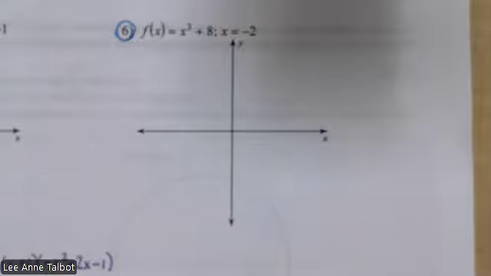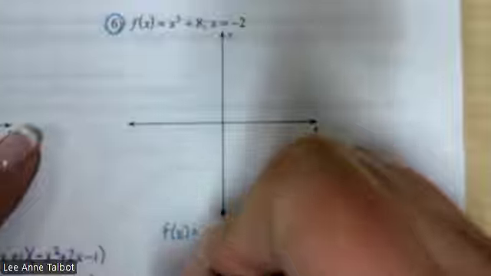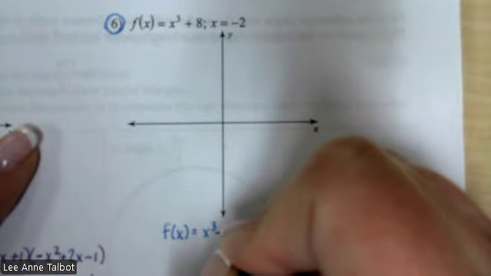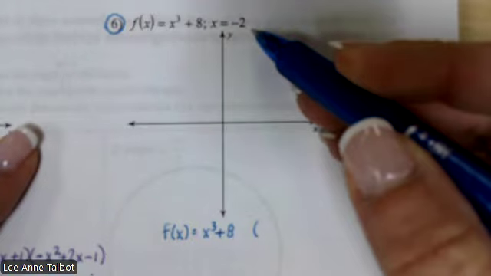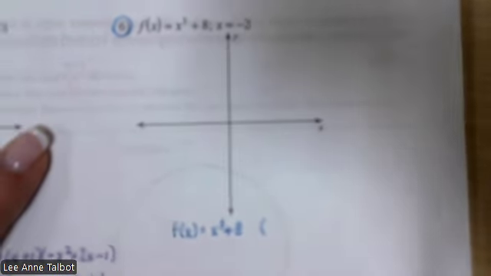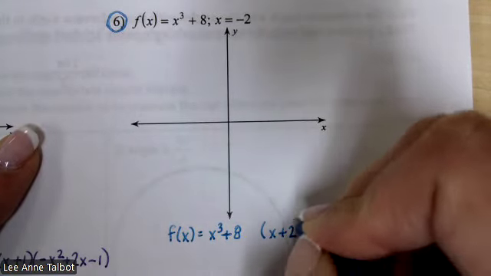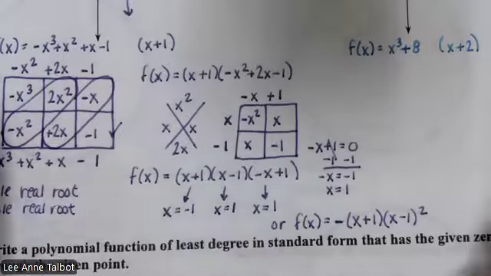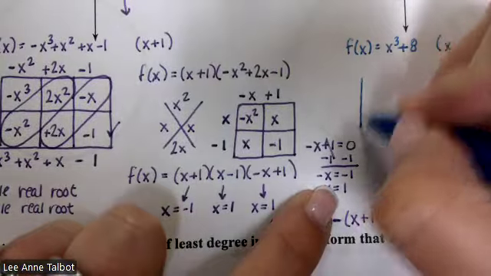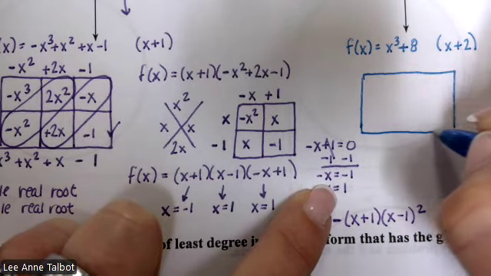No. Okay, that's fine. So we have f of x equals x cubed plus 8. And then our root is -2. So I'm going to change that to the factor of x plus 2. Okay, everybody okay with that so far? All right, so I'm going to come down here and I'm going to make a 3 by 2 box still, even though x cubed plus 8 is short.